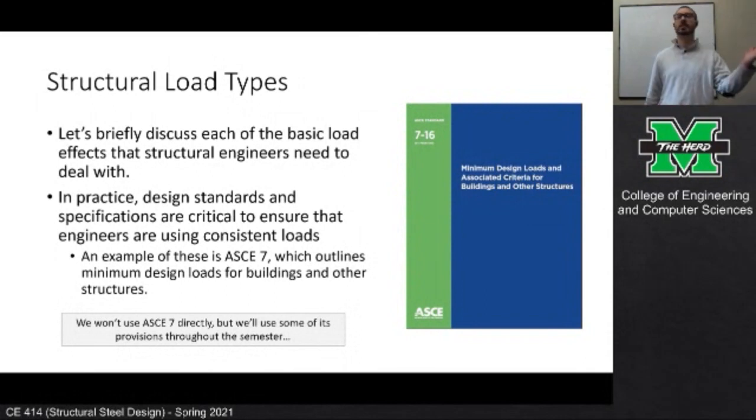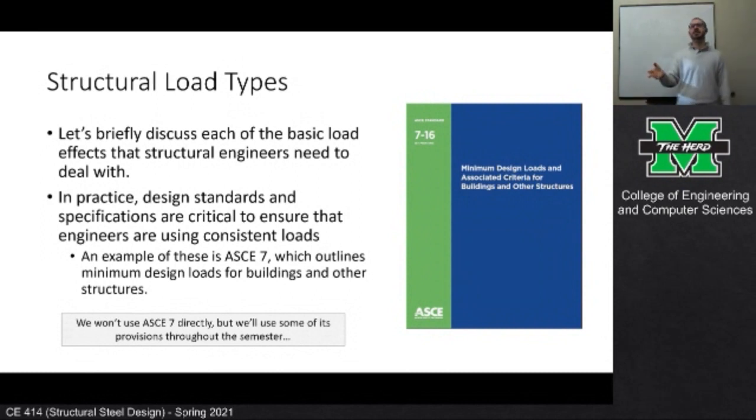They publish standards from all sorts of arenas for water, wastewater, transportation, and structures. One of their most common and most referenced guides is ASCE 7. ASCE 7 is the guide on the minimum design loads and associated criteria for buildings and other structures. It's where we specify what the design loads are.